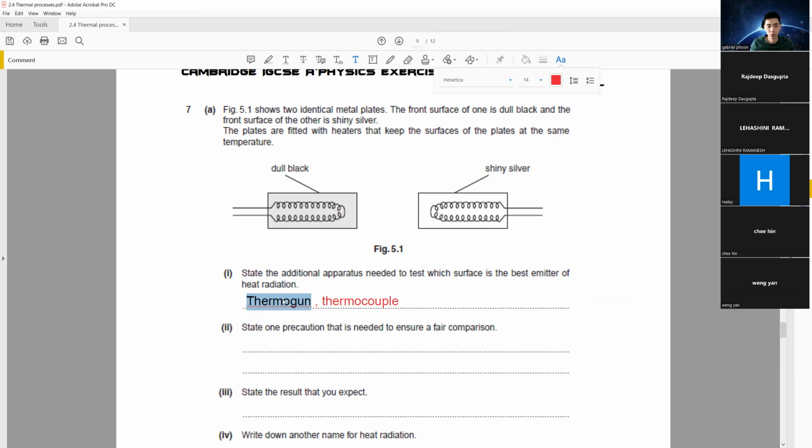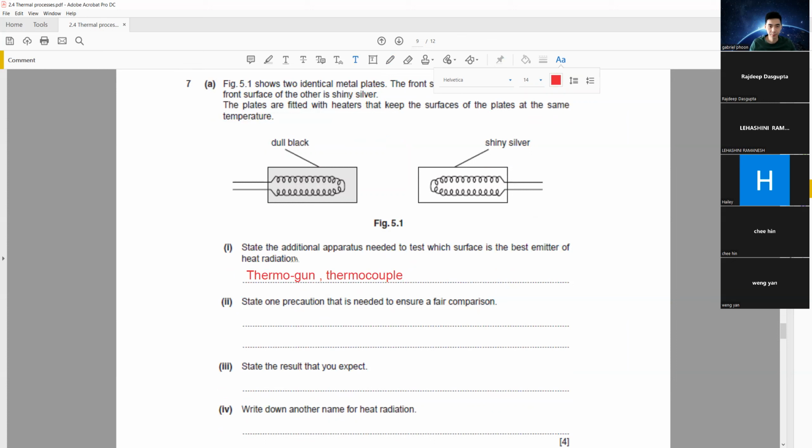And for those who do not know what a thermal gun is, it's basically the ones that you scan in the shopping mall, right? They scan your head and you can see how much temperature. That is a form of a thermal gun as well, guys. Right? Then, of course, next, state one precaution that is needed to ensure a fair comparison.